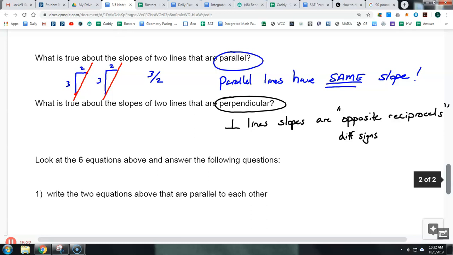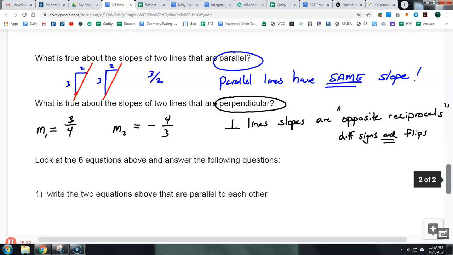One's going up, one's coming down. And the other part is they need to be flips of each other. All right. So for instance, let's say that one line has a slope of 3/4. Okay. So let's just say this is the slope of line number 1. Well, if it's going to be perpendicular, for line number 2, I have to flip that fraction and I have to change its sign and make it negative.